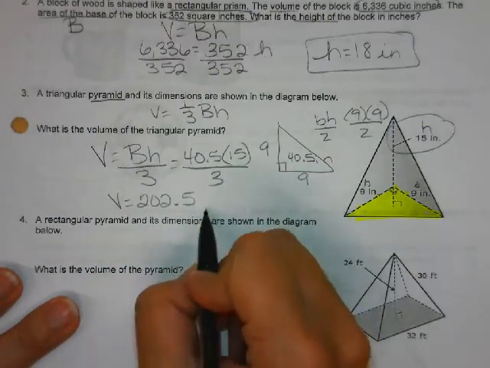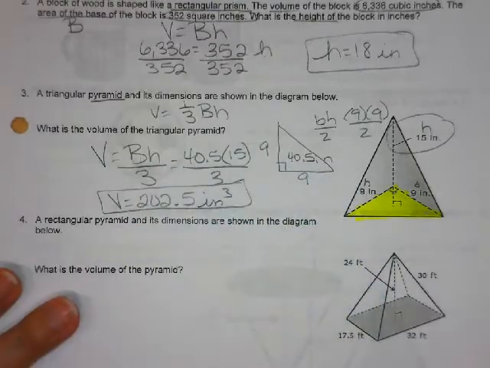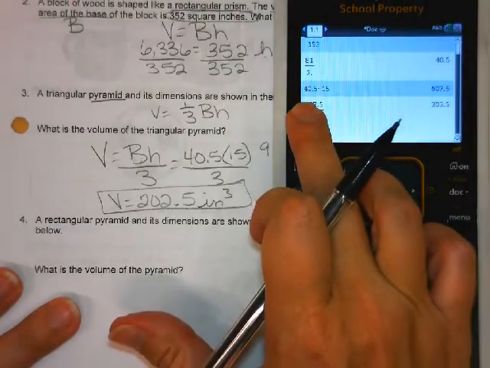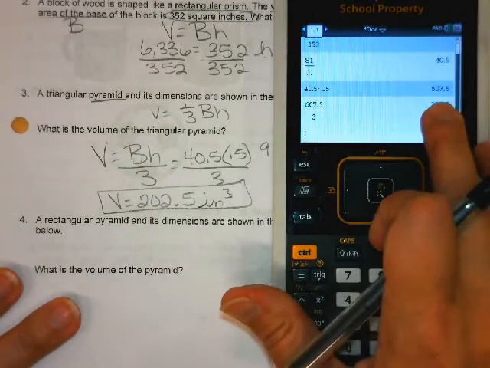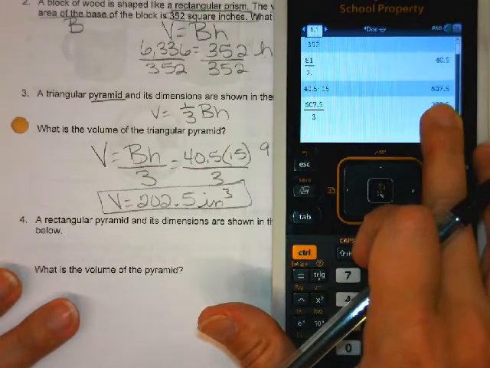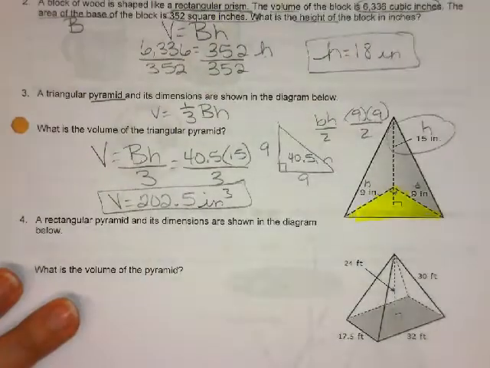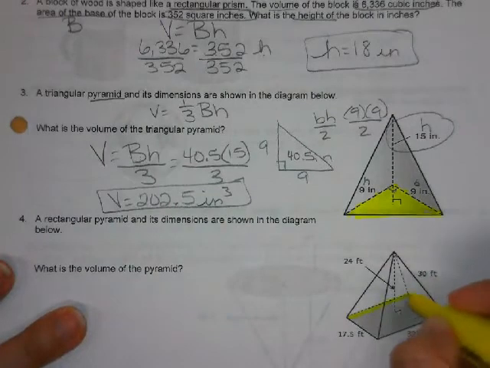And this was inches cubed. Now I'm going to go back to my calculator real quick where you can see that I did the 40.5 times 15. 607.5 is probably going to be a choice because that would be if it was a triangular prism. But this is a pyramid, so if you forget that divided by 3, chances are the answer is going to be there. Here we have another pyramid.